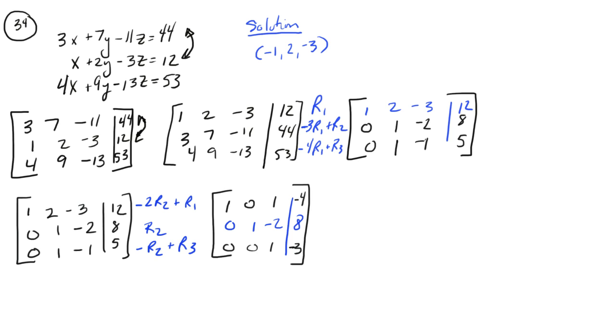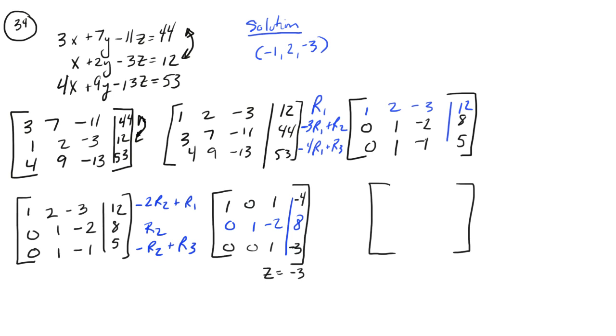And this is what I got. Now from here, I can already see, when I read this, that z is negative 3. This means y minus 2z equals 8. x plus z equals negative 4. So now, actually, we're almost done.